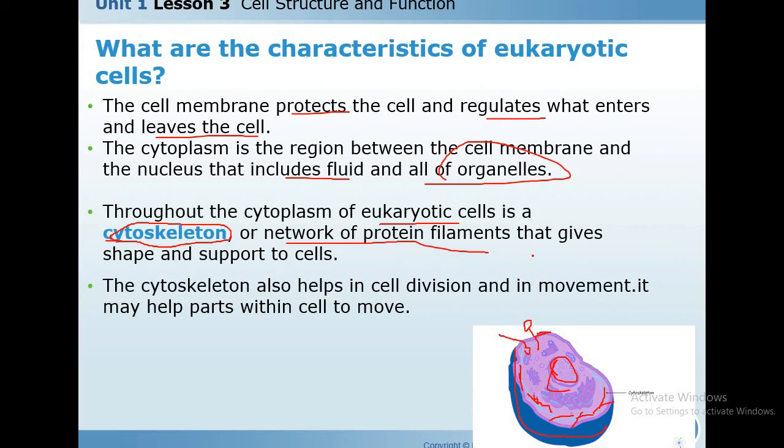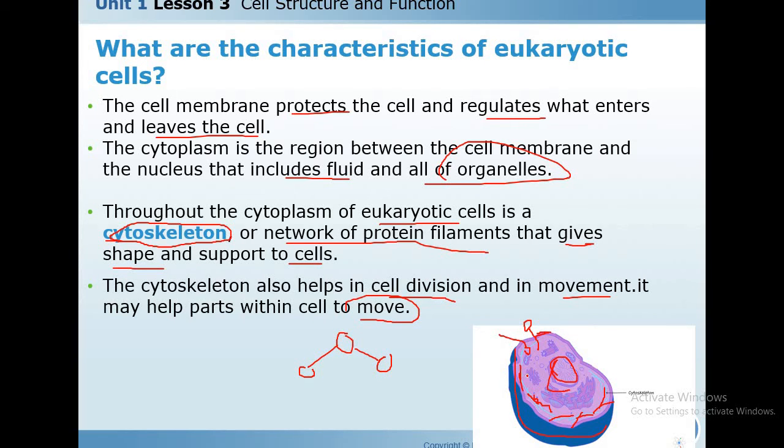What is the function of the cytoskeleton? It gives shape and support to the cell. So the function of the cytoskeleton, the green one here inside the cytoplasm, is to give shape to the cell and support the cell. The cytoskeleton also helps in cell division. I said before that the cell is divided into two. So the cytoskeleton helps in cell division and in movement. It may help parts within the cell to move.